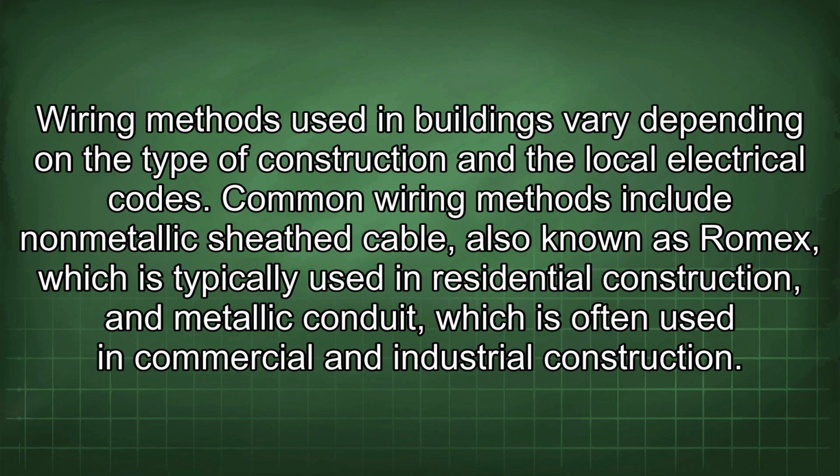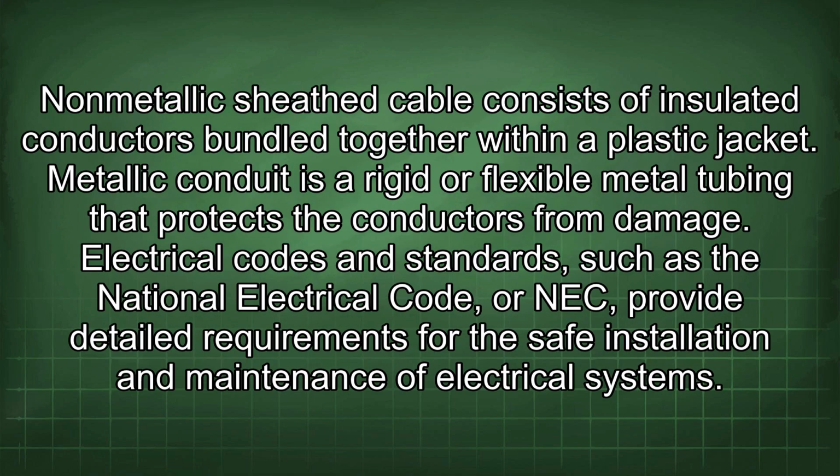Wiring methods used in buildings vary depending on the type of construction and the local electrical codes. Common wiring methods include non-metallic sheath cable, also known as Romex, which is typically used in residential construction, and metallic conduit, which is often used in commercial and industrial construction. Non-metallic sheath cable consists of insulated conductors bundled together within a plastic jacket. Metallic conduit is a rigid or flexible metal tubing that protects the conductors from damage.